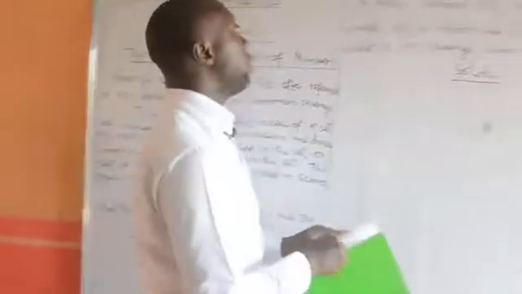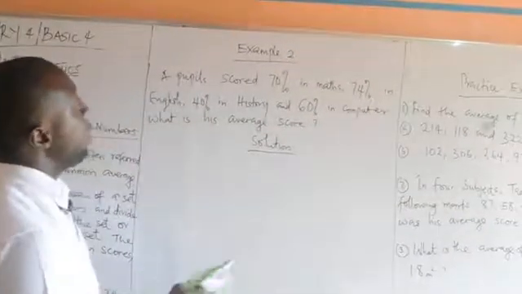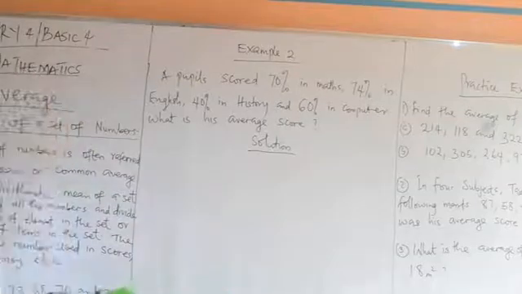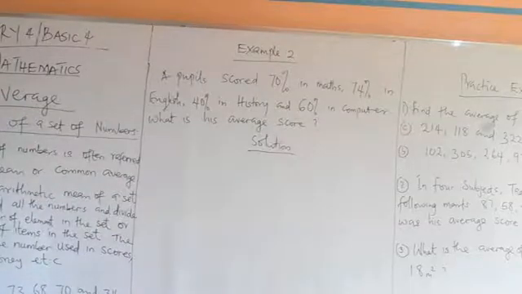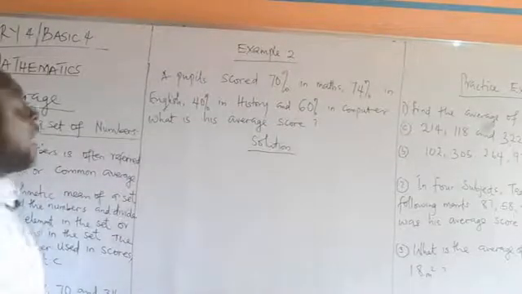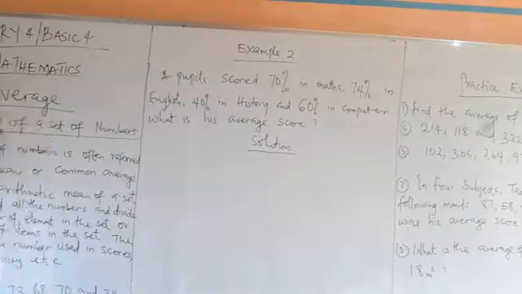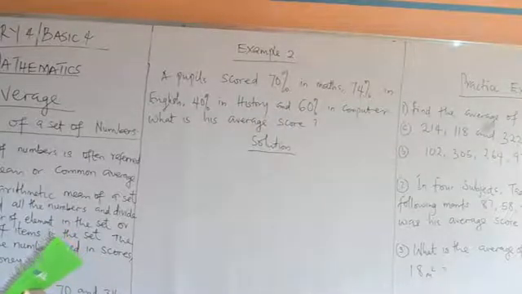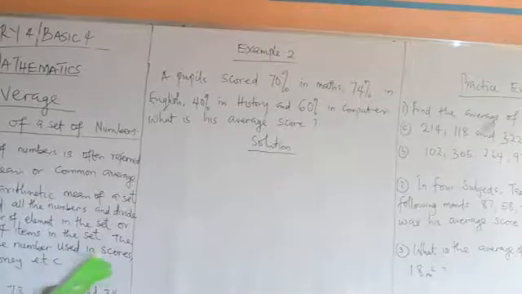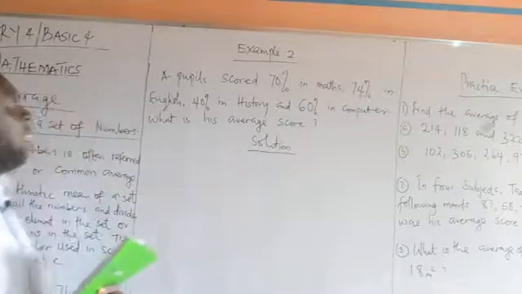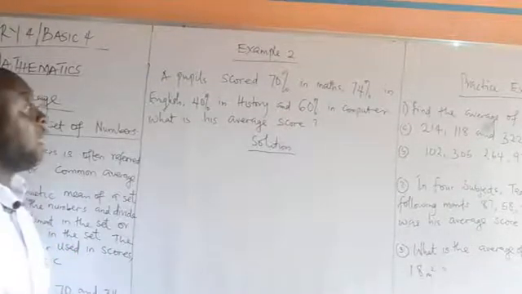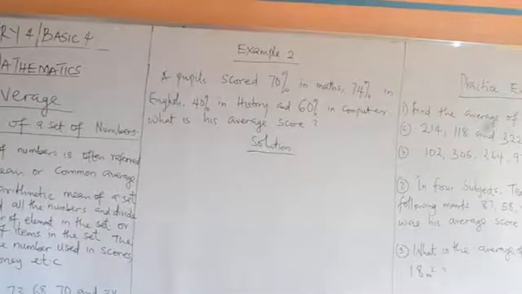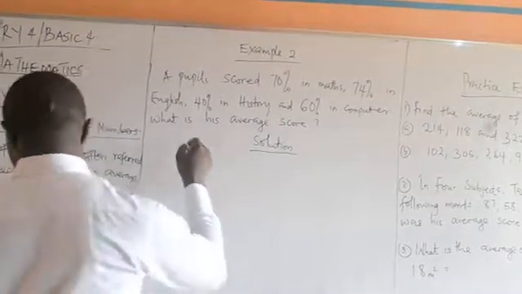So example 2. A pupil scored 70% in mathematics, 74% in English language, 40% in history, and 60% in computer. What is his average score? To get the average, you first of all find the sum of the set of numbers.